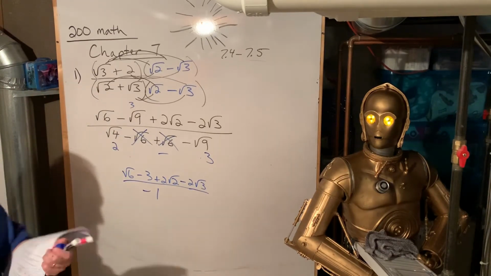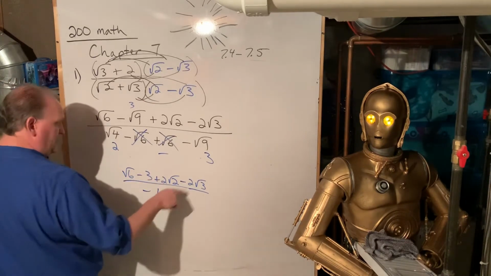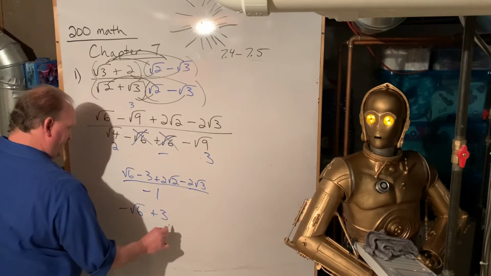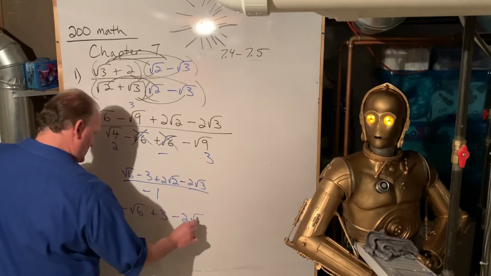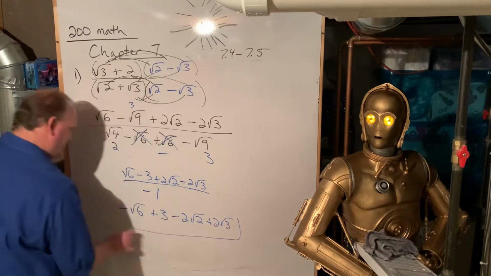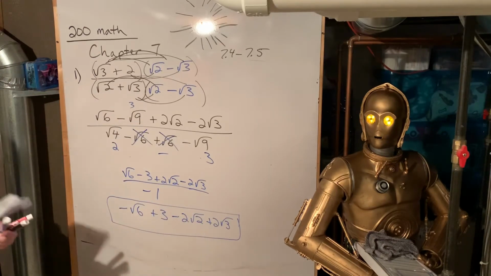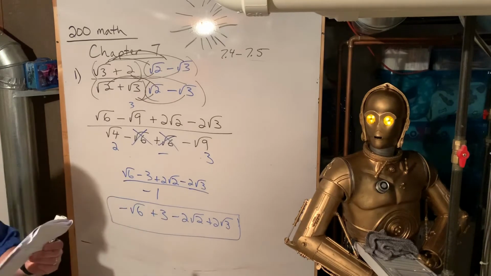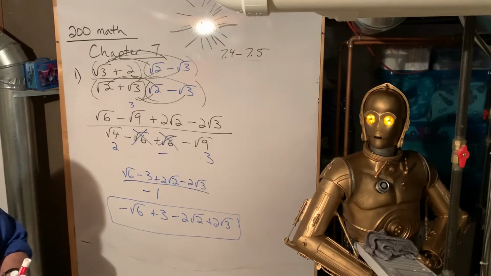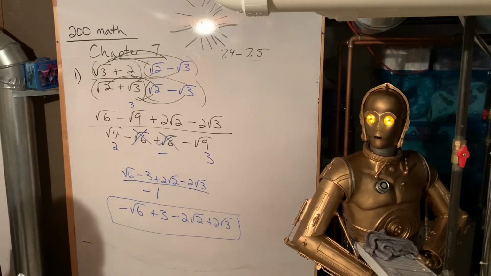And so now if I distribute the negative throughout, if I basically divide that by negative 1, that by negative 1, that by negative 1, that by negative 1, there is my very messy answer. All right. But we have rationalized the denominator. Now, not all of them are that bad. But that one was a particularly tough one.